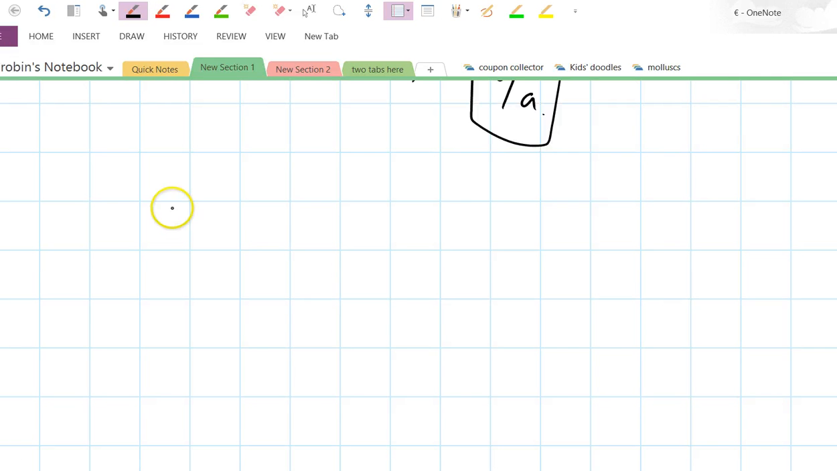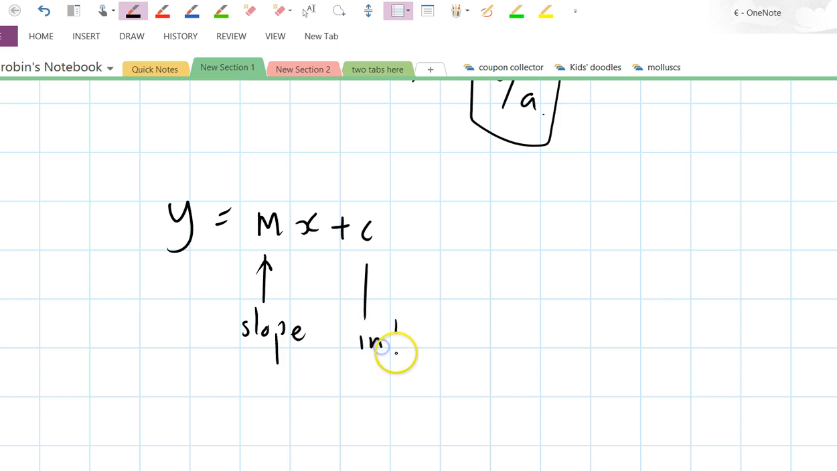Okay, we've been looking at the standard form y equals mx plus c for a straight line. That's the slope, of course, and this one's the intercept. But there's one kind of line that can't be represented by this format.